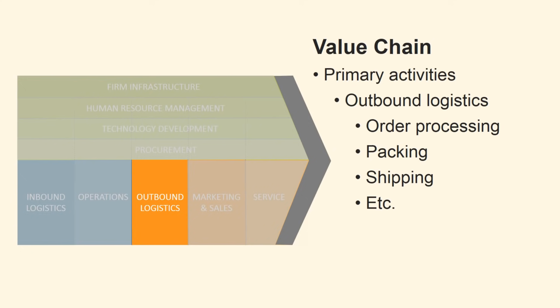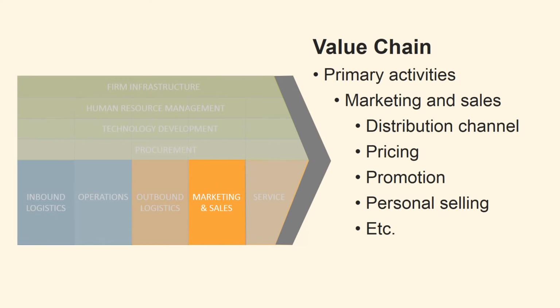Outbound logistics are activities associated with order processing, packaging, shipping, everything which deals with the distribution of the finished product to buyers. Marketing and sales are activities associated with providing the customer with information about the product's excellence, which should lead to a sale. Marketing and sales are involved in determining the product's distribution channel, pricing, promotion, personal selling, etc.